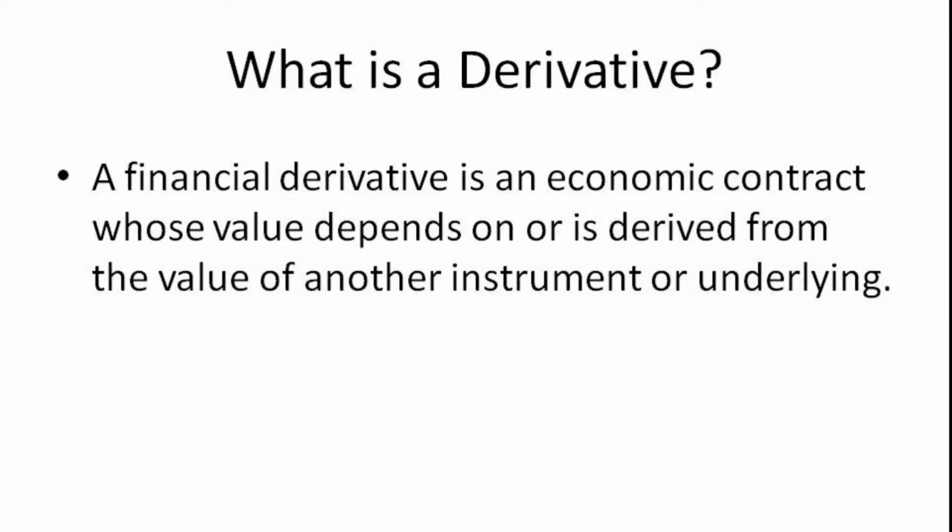So, our first question, what is a derivative? And a financial derivative, our definition is that it is an economic contract whose value depends on or is derived from the value of another instrument or underlying. So it's quite different to something like a stock or a bond, which is a security that's issued by a company and that's really used in order to raise capital for a company and is part of the capital structure. A derivative is very much a side bet.